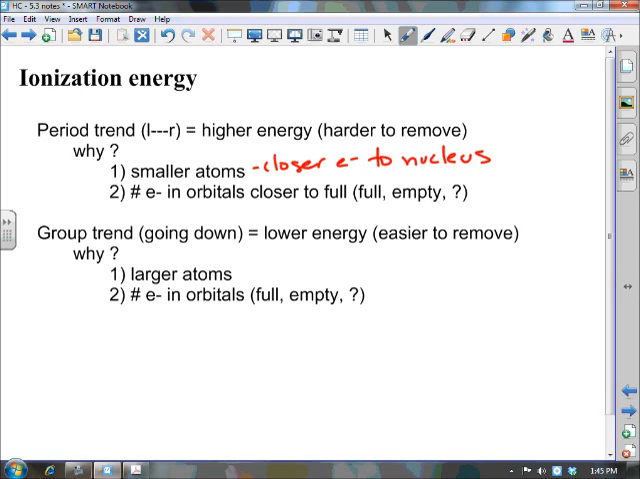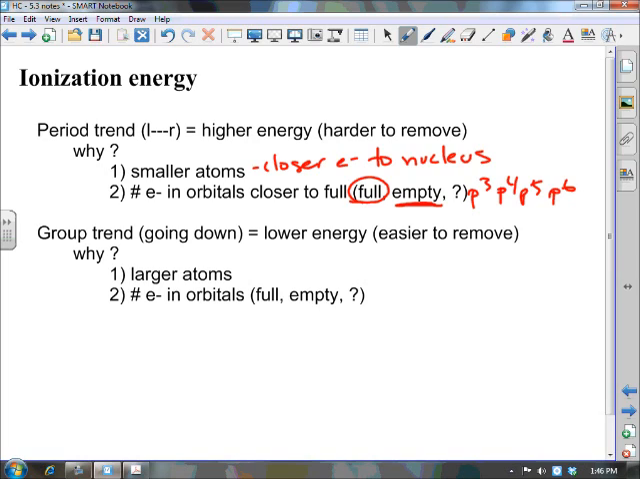What's the second reason? Well, as we move farther to the right, this is chapter 4, we're talking about electron configuration. So we're talking about P3, P4, P5, P6. We're moving closer to full. Now, if we're on the left-hand side, it's less energy, because if we're on the left-hand side, that means it's more empty.